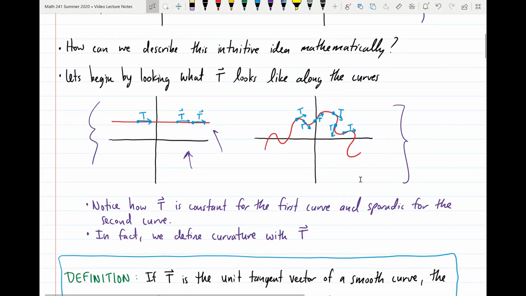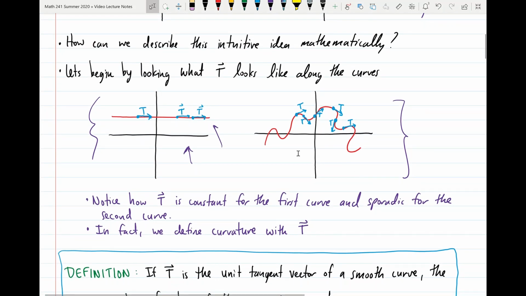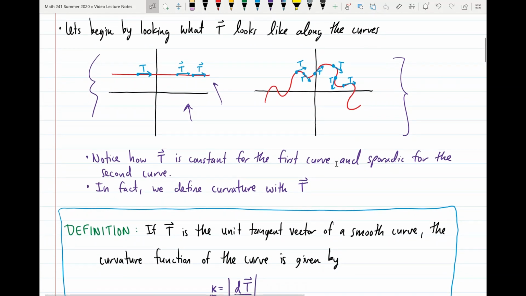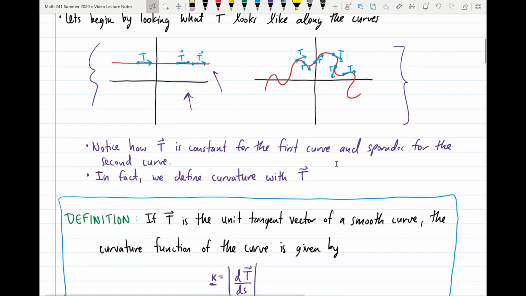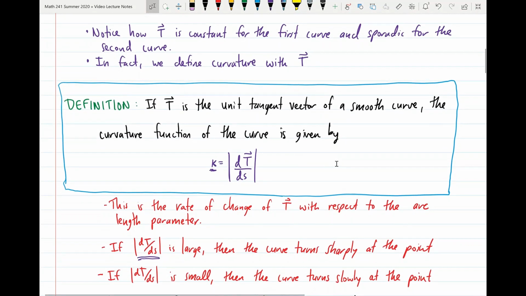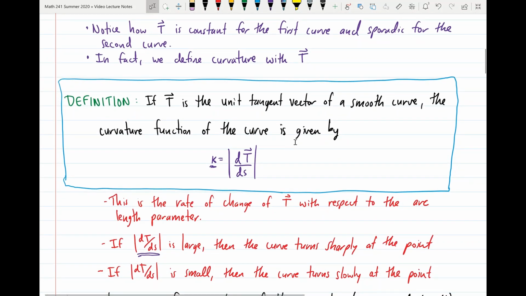And so it seems like there's a correlation between the curvature or the dramatic curvature of a curve and the change of the unit tangent vector. And in fact, we're going to use the unit tangent vector to define the idea of curvature. So this leads to our first definition.